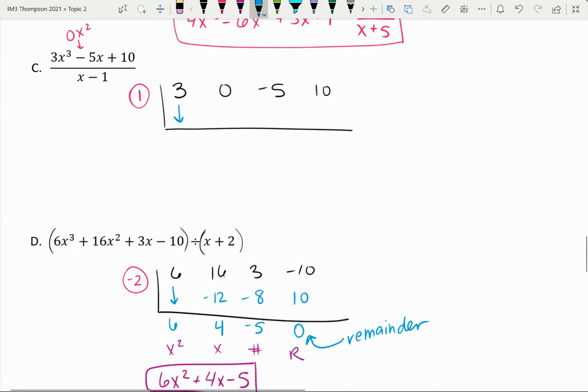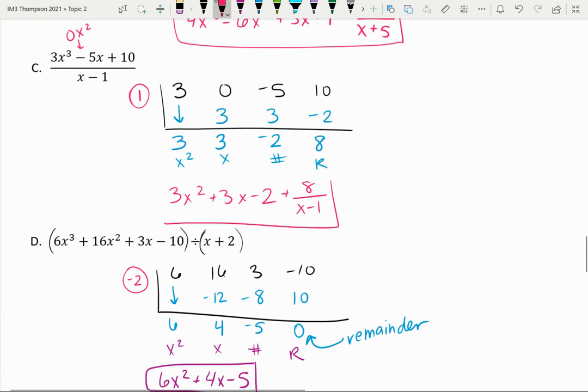All right. Bring down the 3. 1 times 3 is 3. I add down, get 3. 1 times 3 is 3. I add down, I get negative 2. 1 times negative 2 is negative 2. Add down, I get 8. So final answer should be 3x squared plus 3x minus 2 plus 8 divided by the divisor x minus 1. Questions that I can answer on that before we move on?